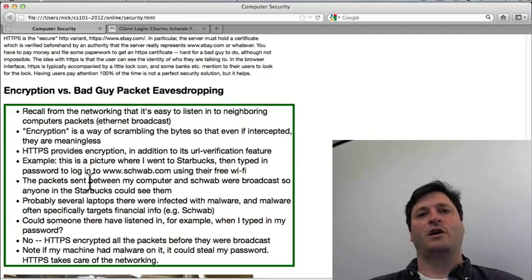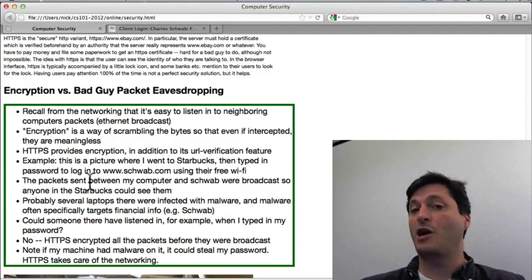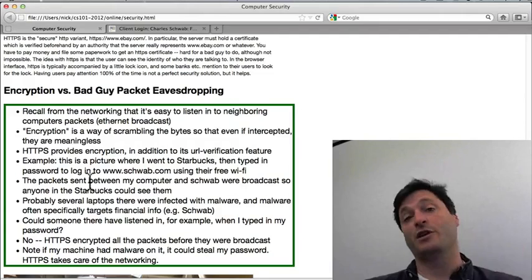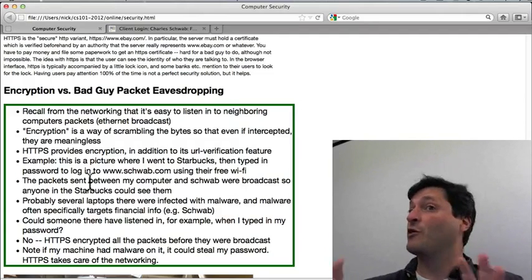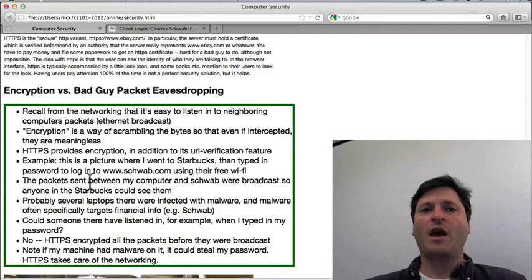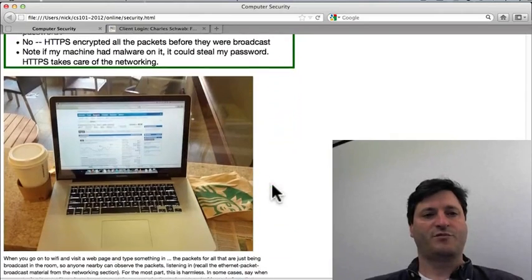And so a natural question would be, if I'm on my computer and I'm going to type in my password to Schwab.com, is that password just going to be visible to everybody within 50 feet of me? If they were listening, could they just see it? So I did this as an experiment, actually. Here's a picture of it.